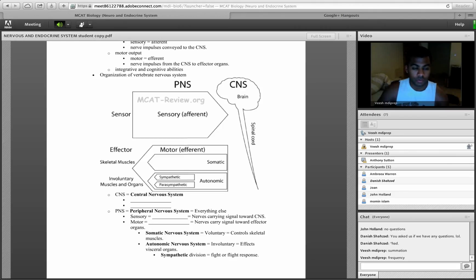And then within there, it's further split up within the motor neurons to somatic and autonomic nervous systems. The somatic nervous system, that's anything with voluntary control. So that's anything like your skeletal muscles, anything that you have control over is, I think, the best way to say it.